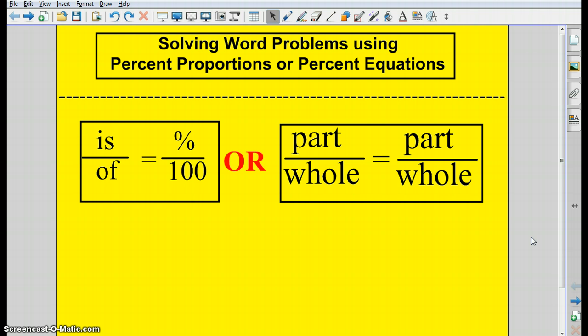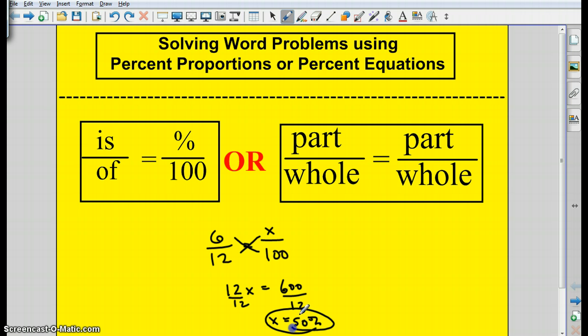So for instance, in a really basic example, and I'll use something that you already know the answer to, we would say that 6 out of 12 is what part of 100. So you have the part over the whole and the part over the whole. We're looking for the percent here. If you saw the proportion, you simply cross multiply. So 12 times x is going to give you 12x. You'll have 6 times 100 is 600. You divide by 12 on both sides, and you'll be left with x equals 50%. So again, 6 out of 12 is 50% out of 100.